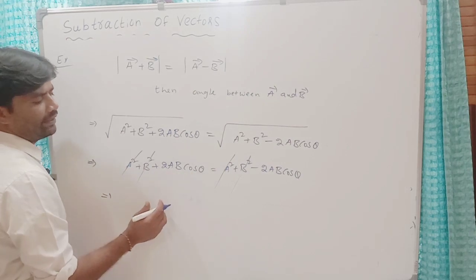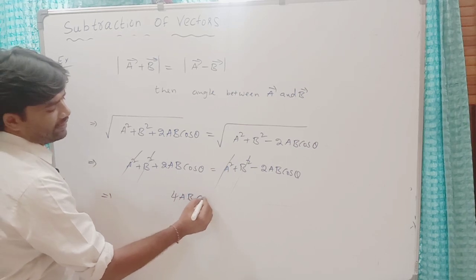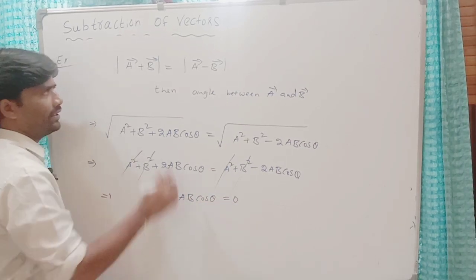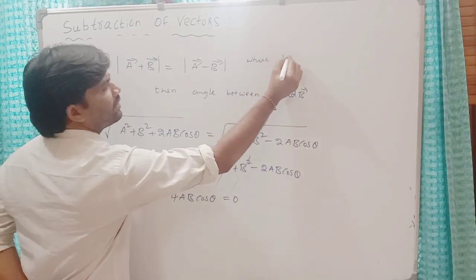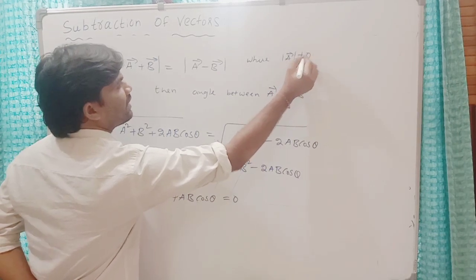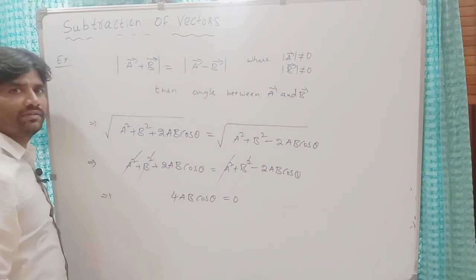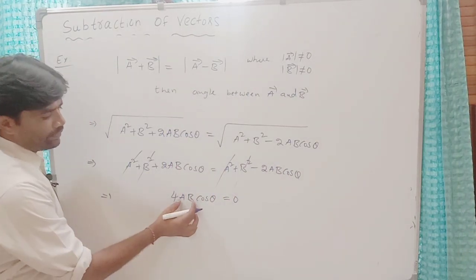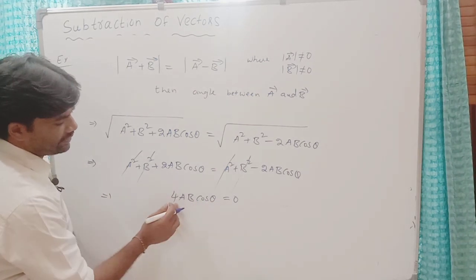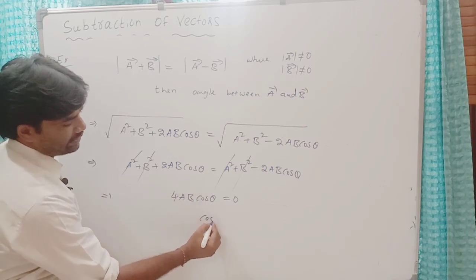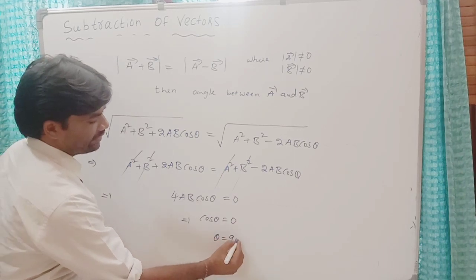Already you have 2AB cos theta, it becomes 4AB cos theta equal to 0. Here A and B are non-zero vectors. The condition is that mod of A is not equal to 0, mod of B is also non-zero, right? So if these two are not equal to 0, then definitely among these four terms cos theta must be 0. If these two are non-zero, then theta equals 90.